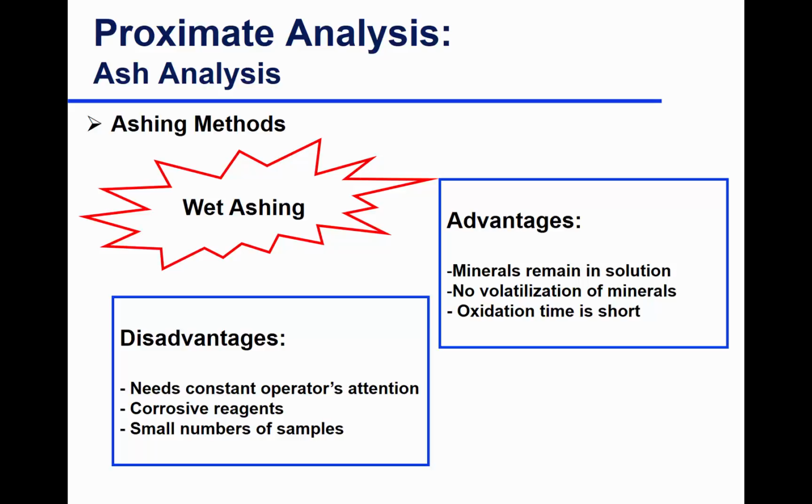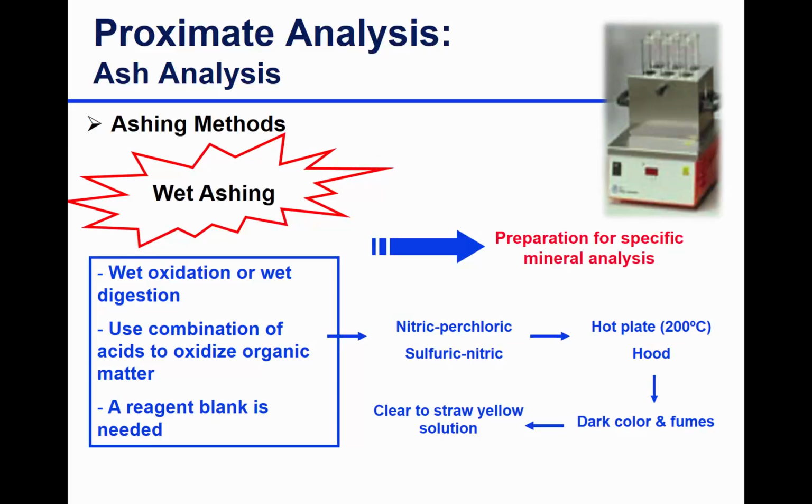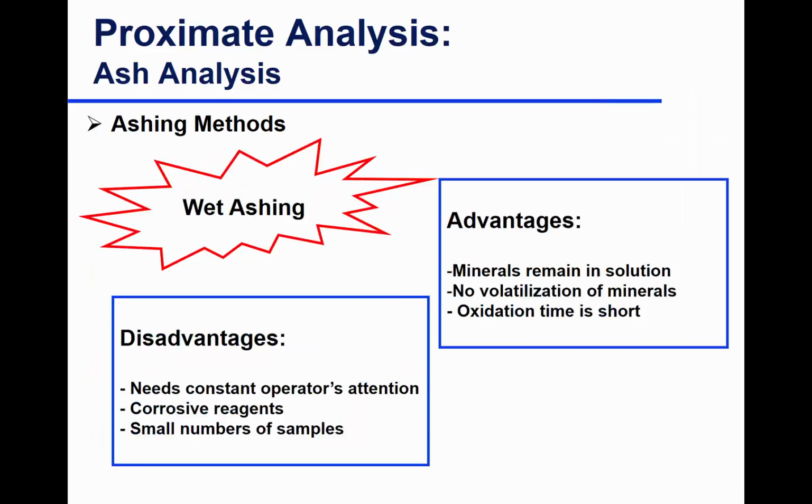And you cannot handle more than a small number of samples at a time. So if you see here, you have room for 6 samples in this block, whereas if you have a muffle furnace that is large enough, you can put up to 24 samples in the muffle furnace to ash. So you can only manage a few samples at a time.